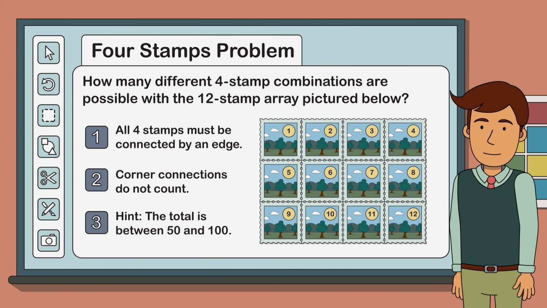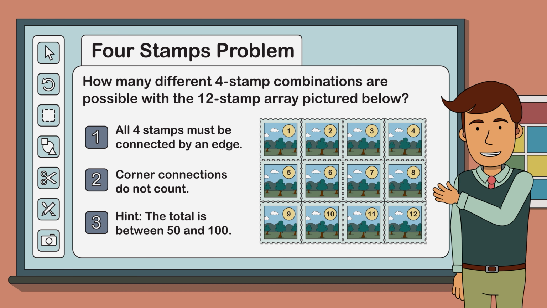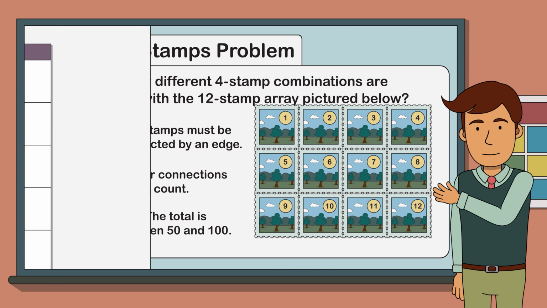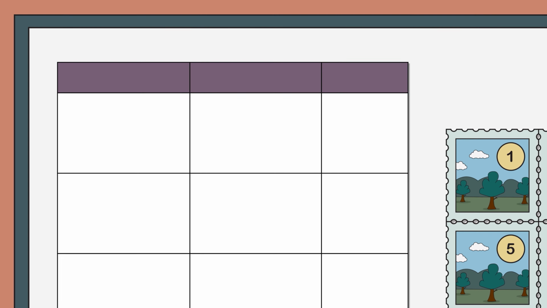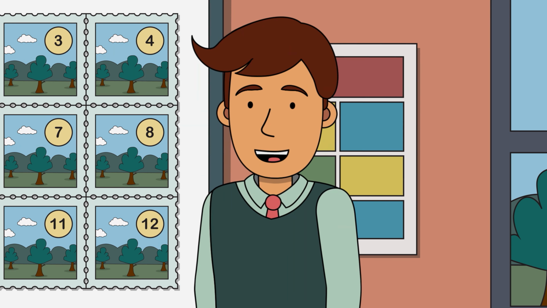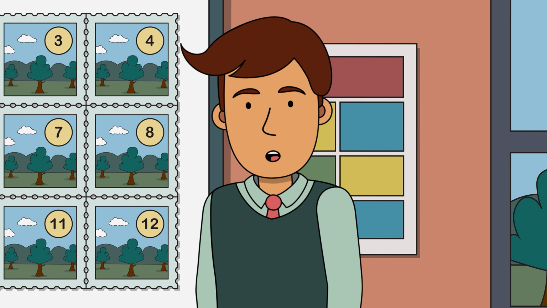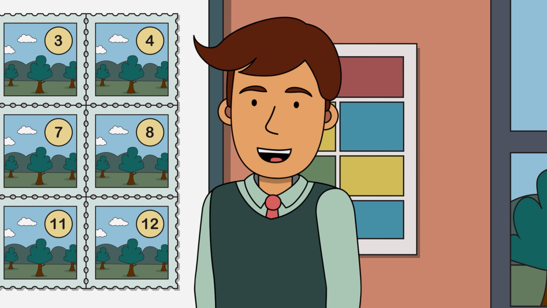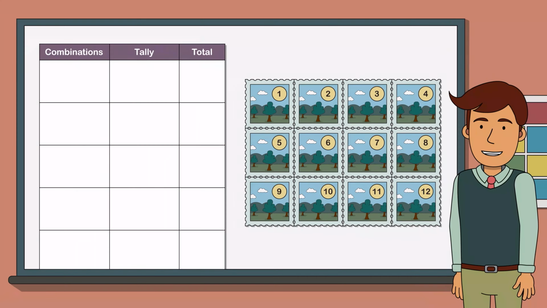To solve this problem, we're going to use a combination of 2 problem-solving strategies. Firstly, we're going to create a table so that we can record data about the different 4-stamp combinations. Our table is going to have 3 columns, 1 to list the different combinations, 1 to record each occurrence with tally marks, and 1 to write the total as a number. The second strategy we are going to use is to draw a diagram.